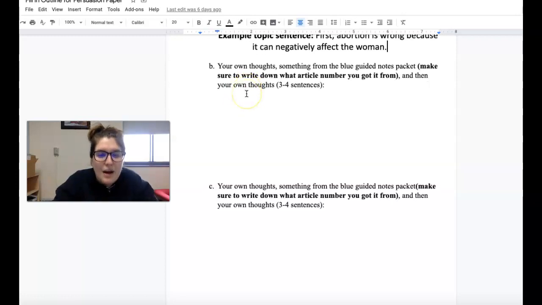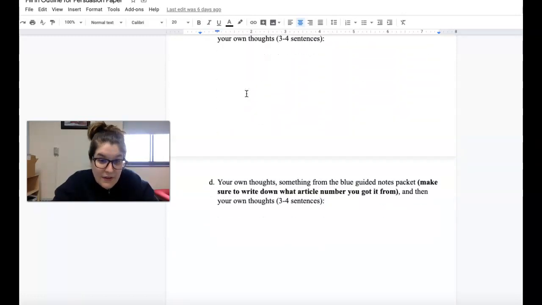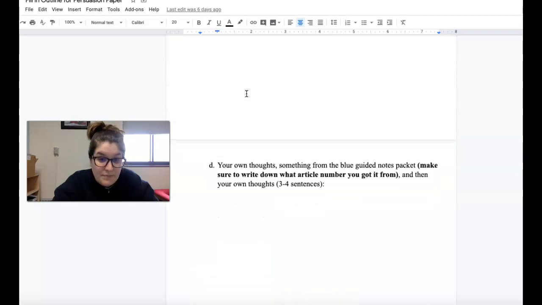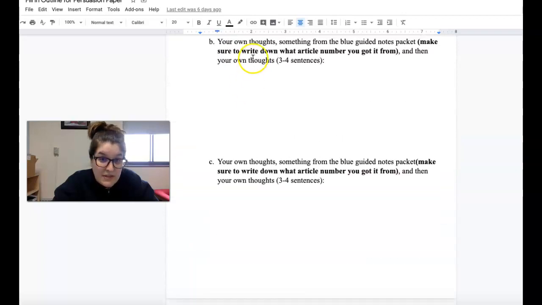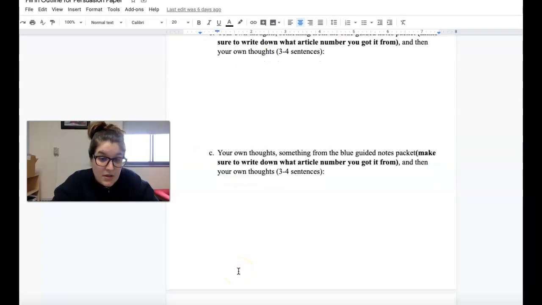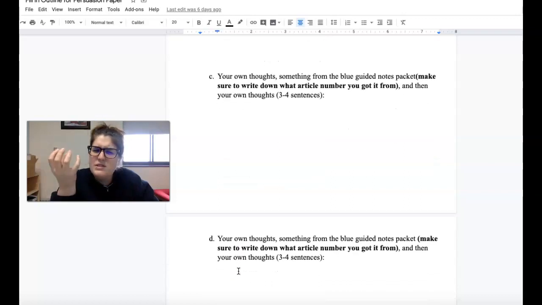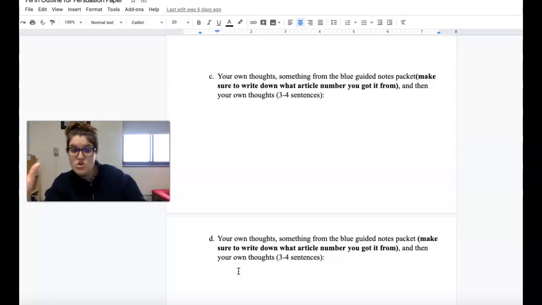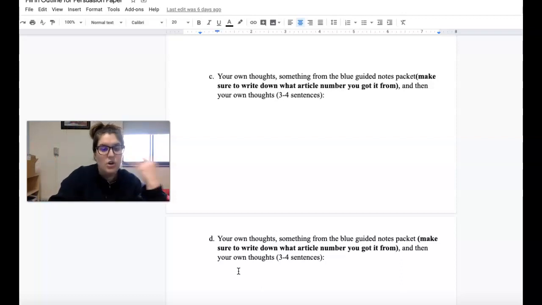You're going to do that a couple times in your body paragraph, okay? I give you space to do that 3 times, all right? And that gives you a solid, strong paragraph because you're using research and you're using your own thoughts to guide this paper along, okay? All right.